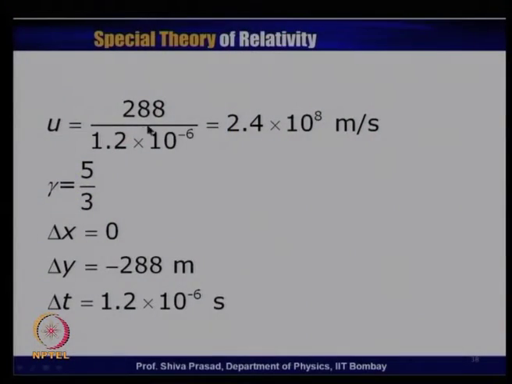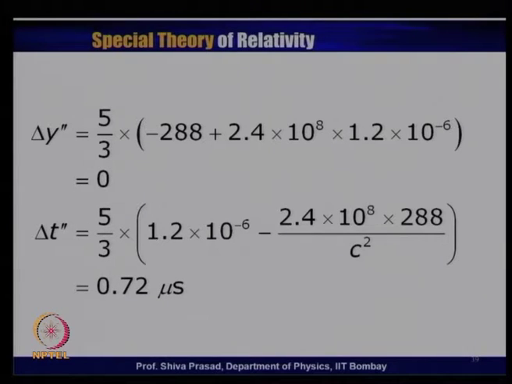According to S observer, this particle took 1.2 microsecond to travel a distance of 288 meters, which is the height of the tower. So, just take the ratio, and you get the speed of the particle as seen in S observer's frame, which is 2.4 into 10 power 8 meters per second, which is 0.8 c, and for 0.8 c we know that gamma turns out to be equal to 5/3. According to S observer, we have already seen that delta x is 0, delta y was equal to minus 288 meters, delta t is equal to 1.2 into 10 power minus 6 second, everything in S frame.